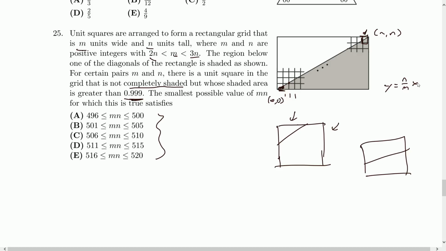And maybe we can get intersection points in terms of how many units we go over, k, and then calculate some areas there. It's tempting.